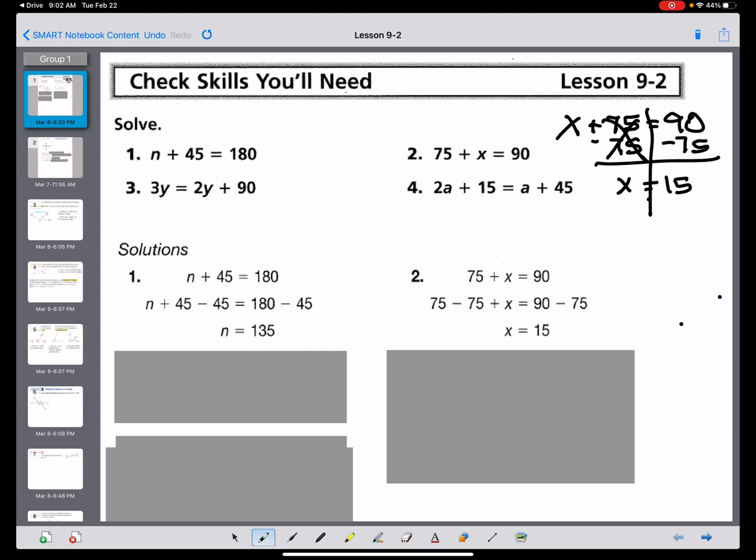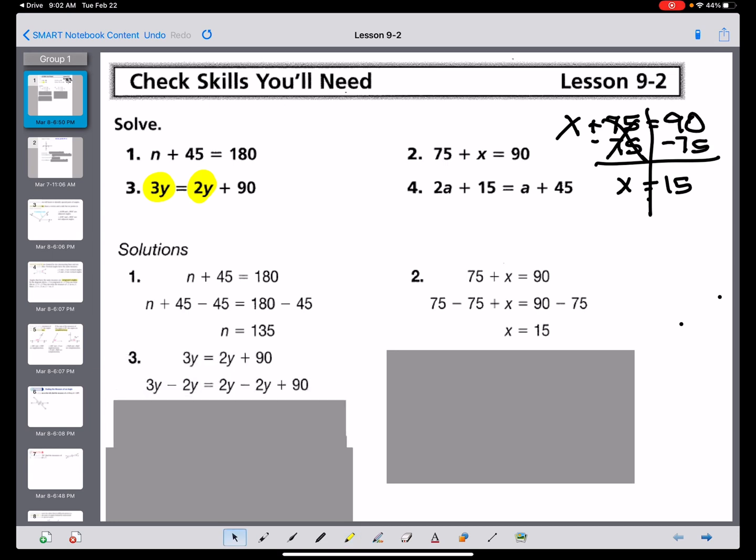In number 3, 3y equals 2y plus 90. The first thing that we notice is that there are two variables or two terms that have variables in them. We can't start solving until we add or subtract off one of the terms containing a variable. So we subtract 2y from both sides, and we end up with y equals 90.